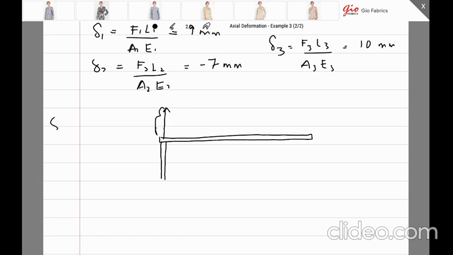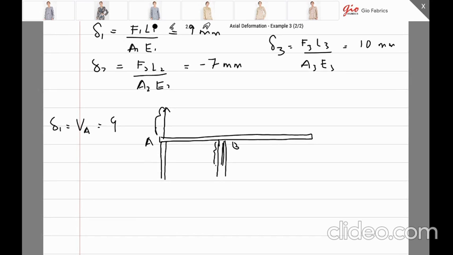So delta 1 is equal to, we can say it is equal to VA, the displacement at point A, which is equal to 9 mm. Okay, and this is a point A, and then at point B here, this is post 2, and we know that post 2 is contracted. It's contracted by 7 mm.